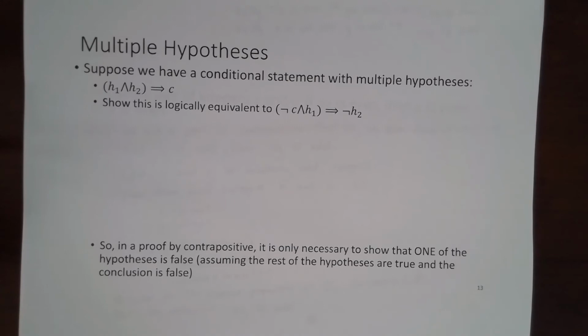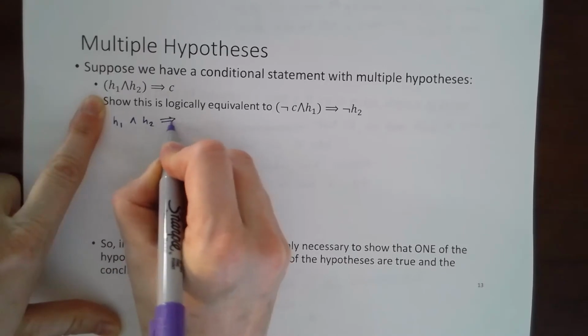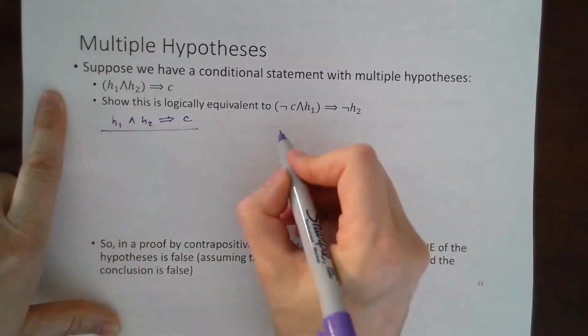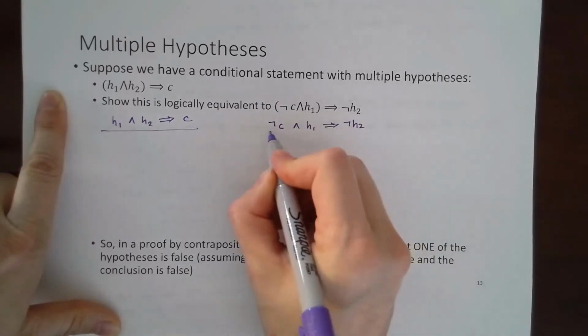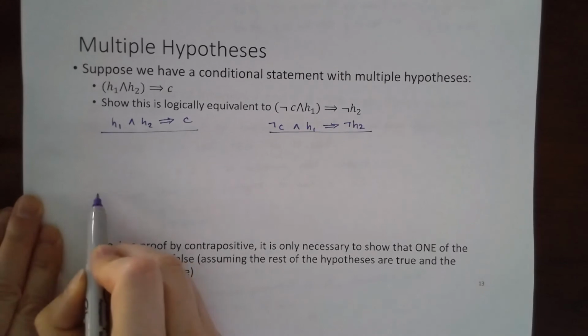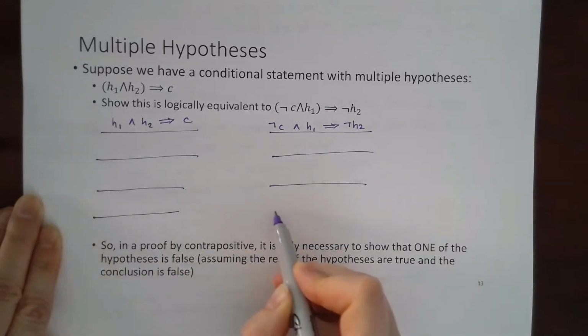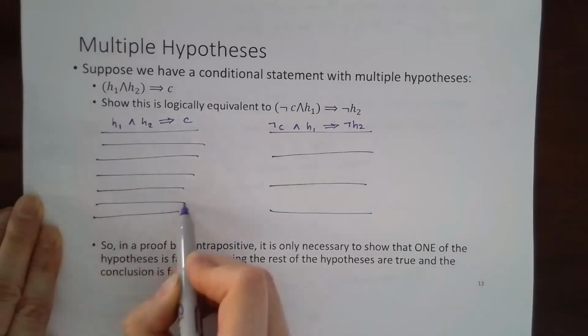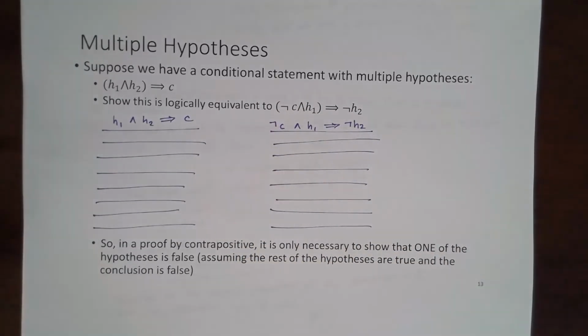We'll go ahead and just use a truth table. So let's look at this first one: H1 and H2 implies C. And then this one: not C and H1 implies not H2. All right, so how many rows are we going to need in our truth table? 8. All right, so I'm just going to divide everything in half so I can get enough rows here. All right, so that should be enough.